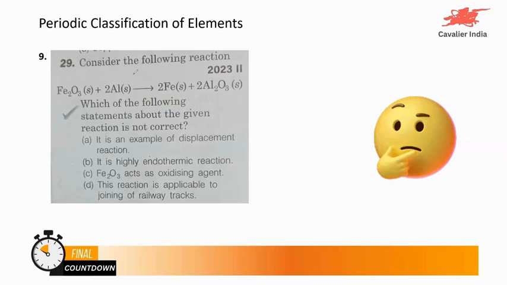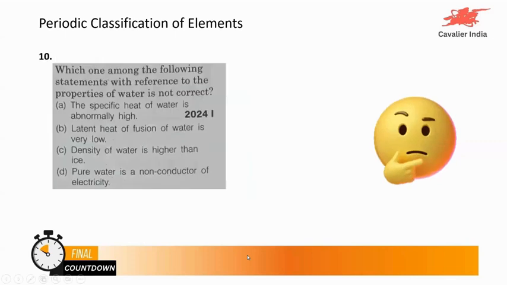Next option is Fe2O3 acts as an oxidizing agent. Here in this question, Fe2O3 is converted to Fe. That means removal of oxygen, right? Reduction. That means it is acting as an oxidizing agent. And you know this is used for joining of railway tracks, where aluminum is mixed with iron oxide. Okay, that is also right. So option B will be the right answer. Highly endothermic reaction. Next question.